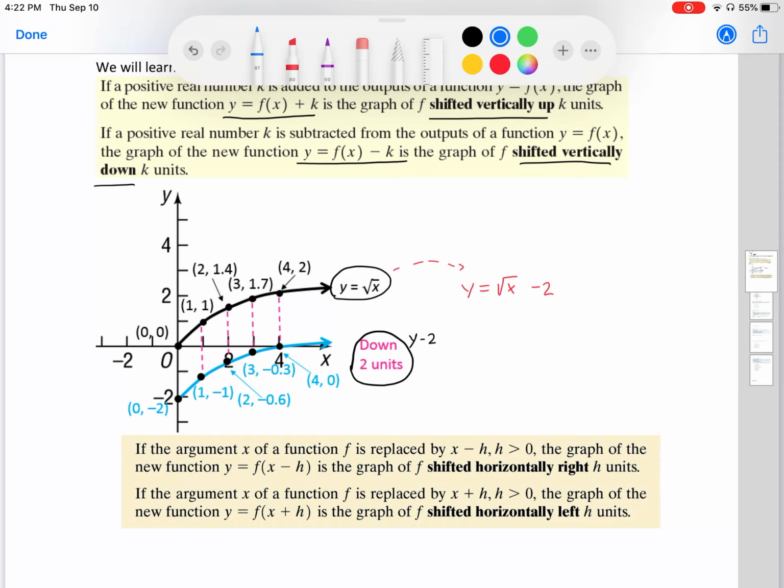So in summary, if I have a plus k on the outside, it's going to shift up. If I have a minus k, where k is any number, then it shifts down.